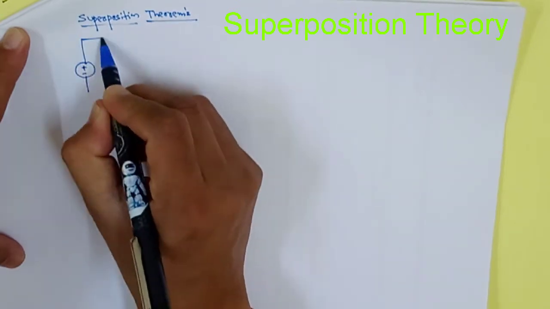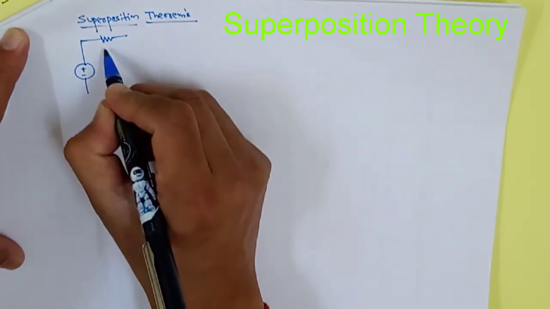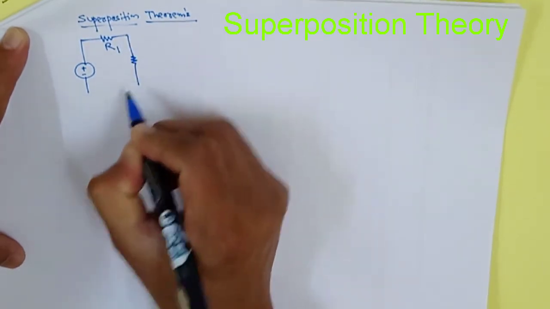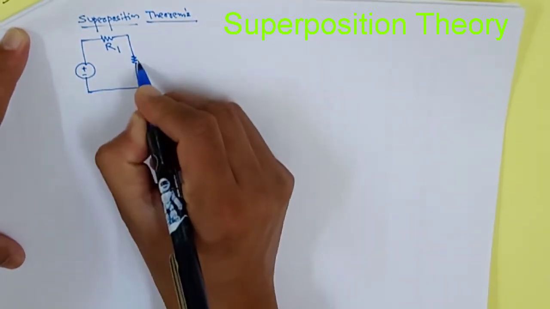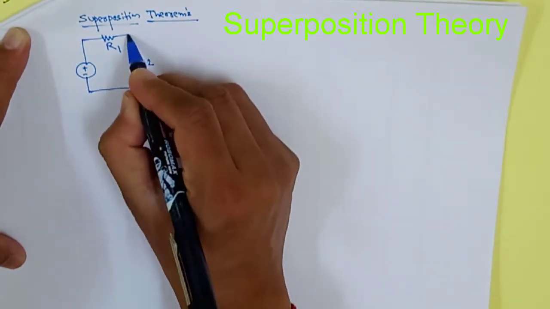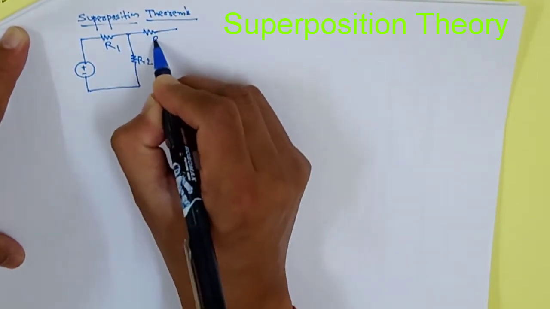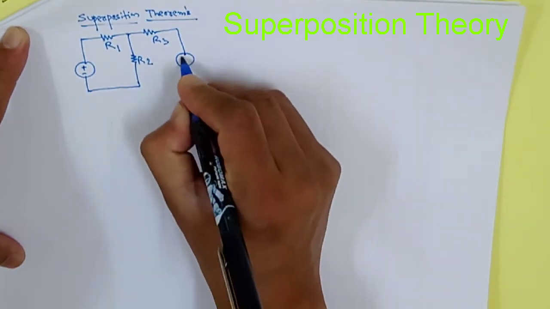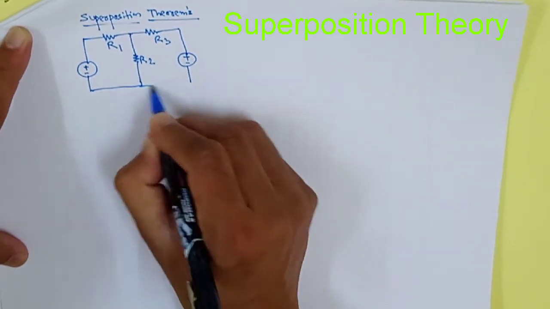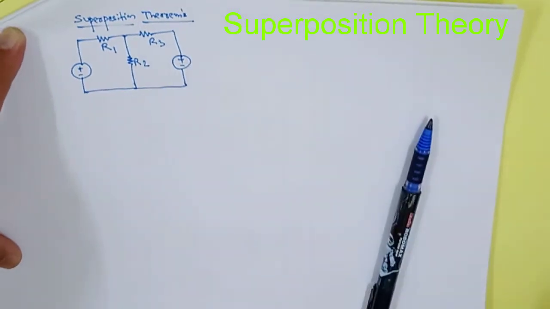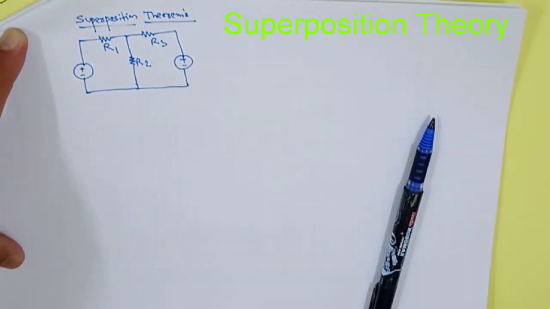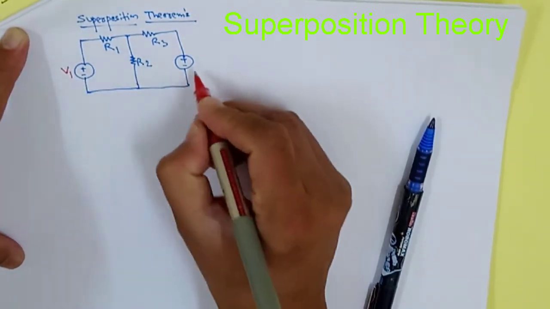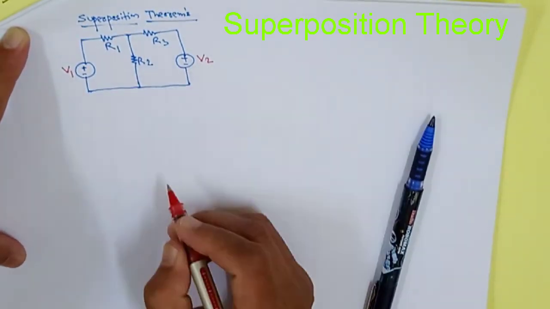Already you know this is a voltage source. Now R1, one resistance here. We keep R2 here, another resistance. Now R3, another resistance. Now here another voltage source. So just to make this, for the first voltage source name it V1 and put that one as V2.